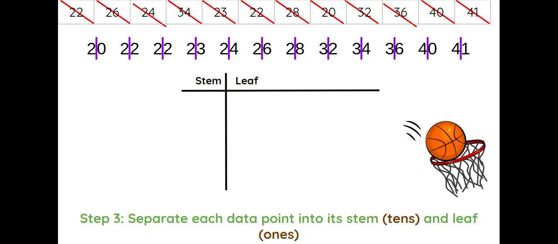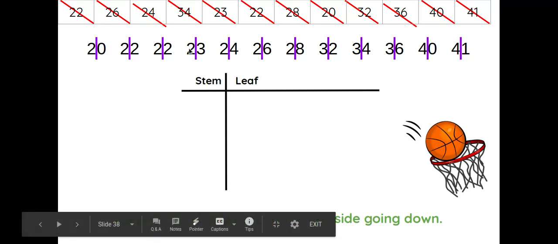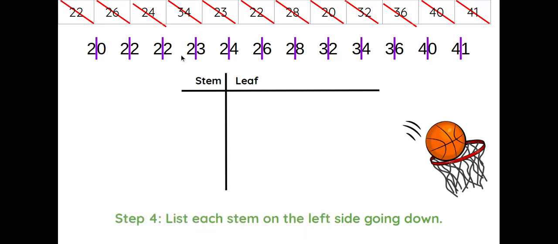So we have now separated, and you don't have to write this out. You don't have to draw lines in between your numbers. This is just a visual to show you how we're separating the tens place and the ones place into our stems and our leaves. So we've now separated all of our data points into a stem and a leaf. So we're going to follow step 4, which is list each stem on the left side going down. So we're not going to repeat stems. So for 20, 22, 22, 23, 24, 26, and 28, the first digit, or the digit in the tens place, is considered my stem.